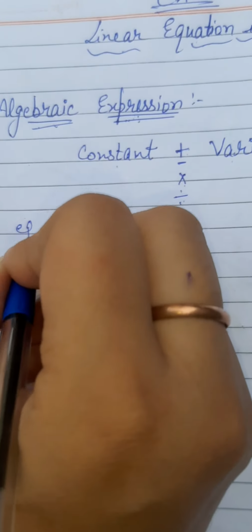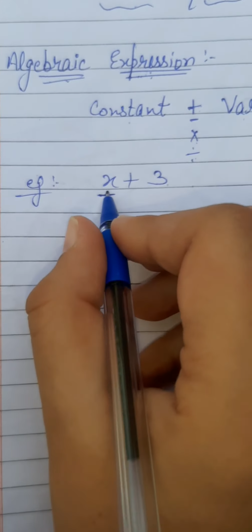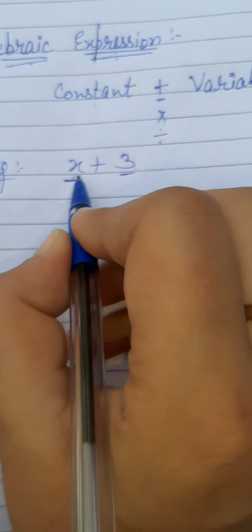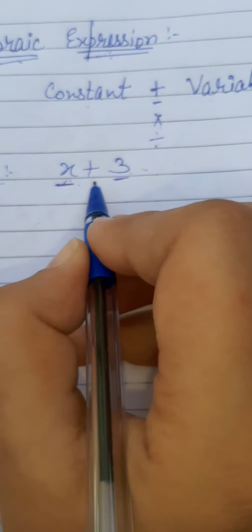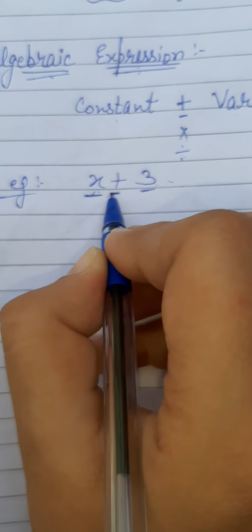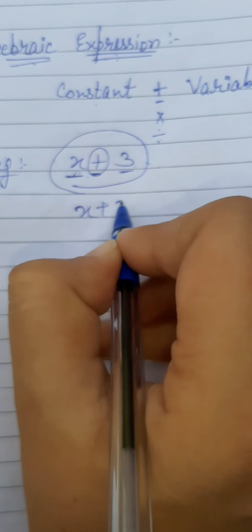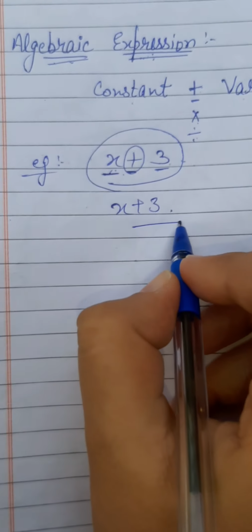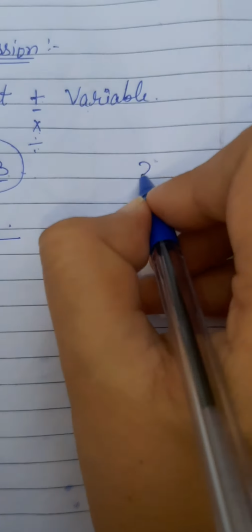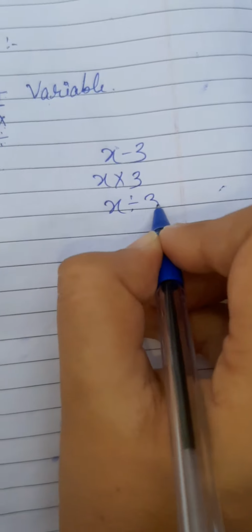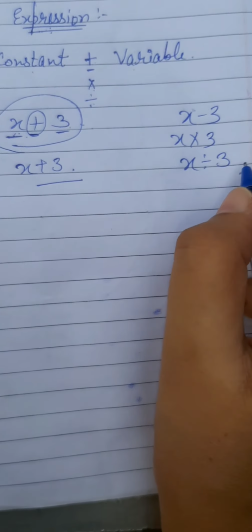I am giving you an example: x plus 3. Here x is a variable, any alphabet is a variable, and 3 is the constant. Here constant and variable are joined with some operation, that is plus. So this total x plus 3 is an algebraic expression. Similarly, x minus 3, x multiply 3, x divide 3, these are algebraic expressions.